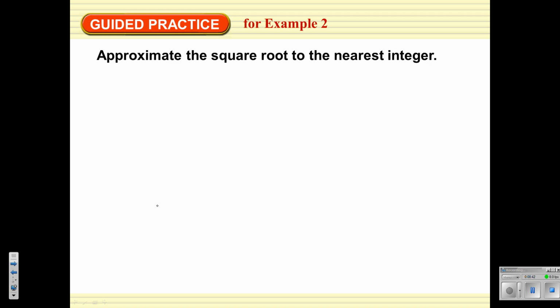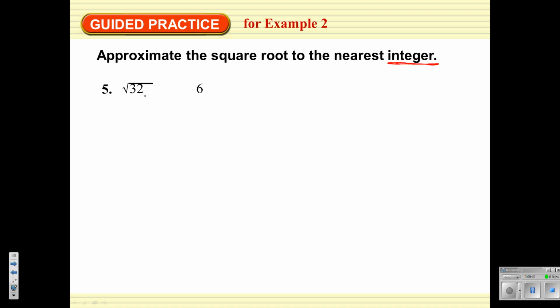Okay, so we're going to approximate to the nearest integer. I do not want exact answers. I want whole numbers. So the nearest integer. Okay, so the square root of 32. Pause the video and find which perfect square is 32 closest to, and then work through the square roots, and then play the video.